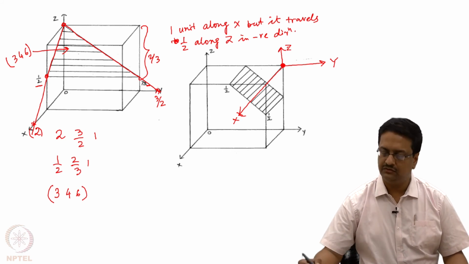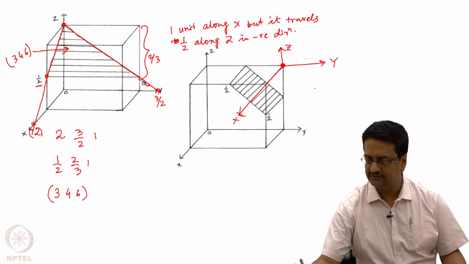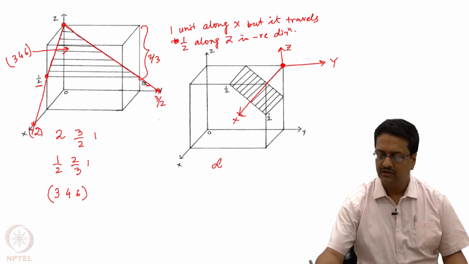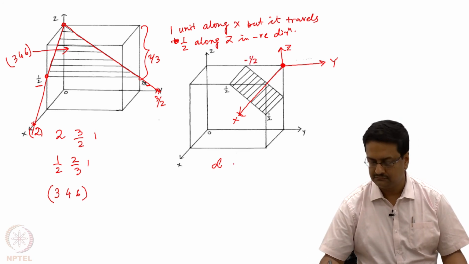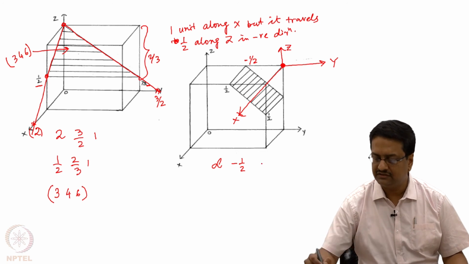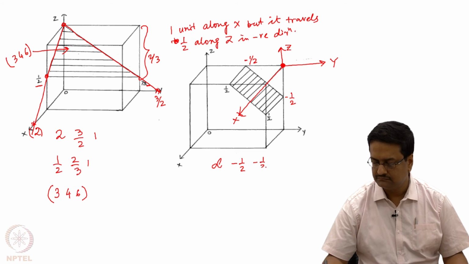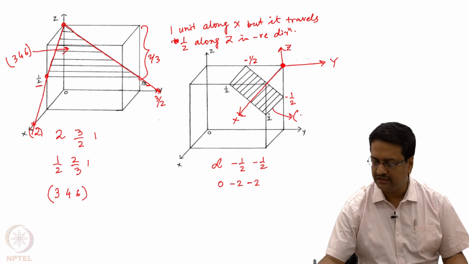Now with respect to the new origin, this plane is parallel to x, so the x-intercept is infinity. It meets y at -half and it meets z at -half again. So by taking the reciprocal, we get 0, -2, -2. So this is the plane having indices (0 2 bar 2 bar).